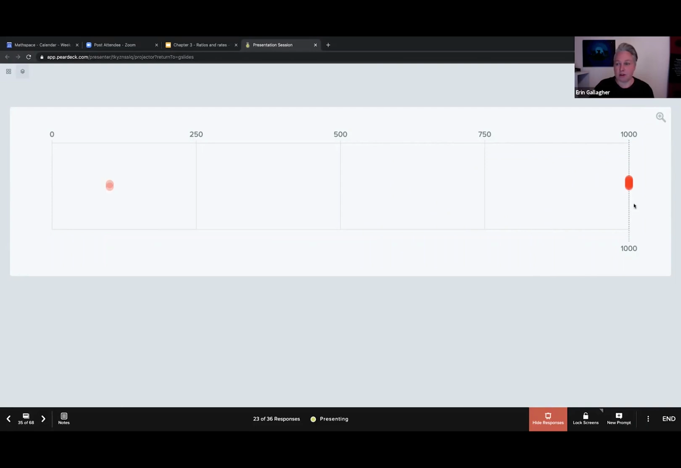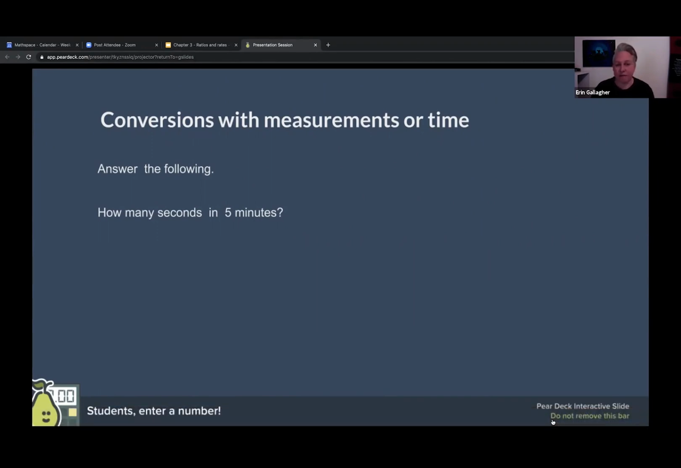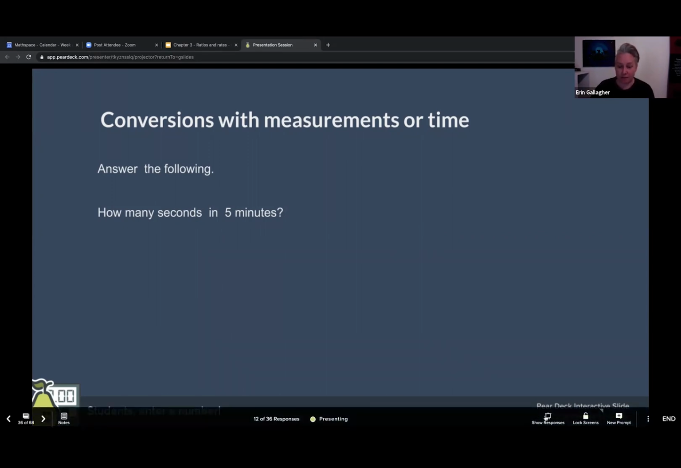Yeah, so we've got a lot of dots up here. Fantastic. Okay, next one. Conversions with measurements of time. So how many seconds in 5 minutes? Firstly, you'll need to know how many seconds are in 1 minute. Once you know that, how many are in 5 minutes? What do you reckon?